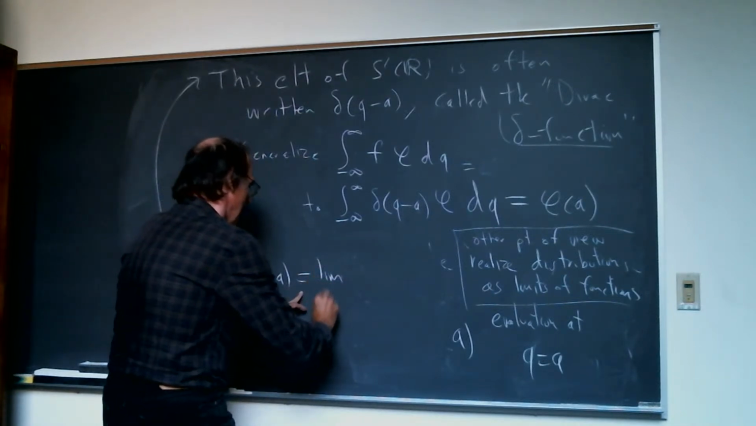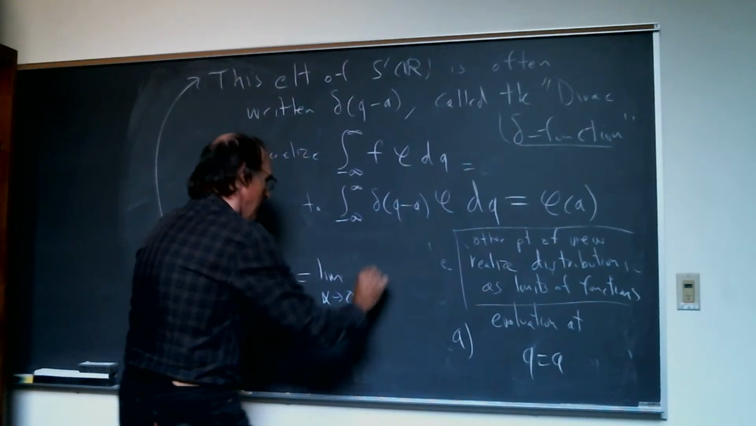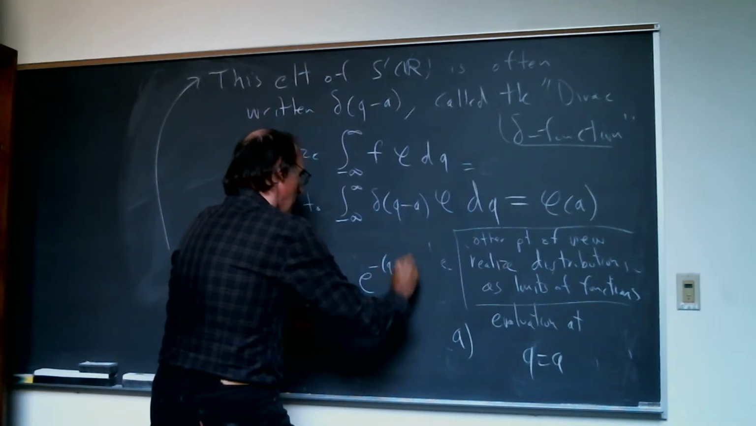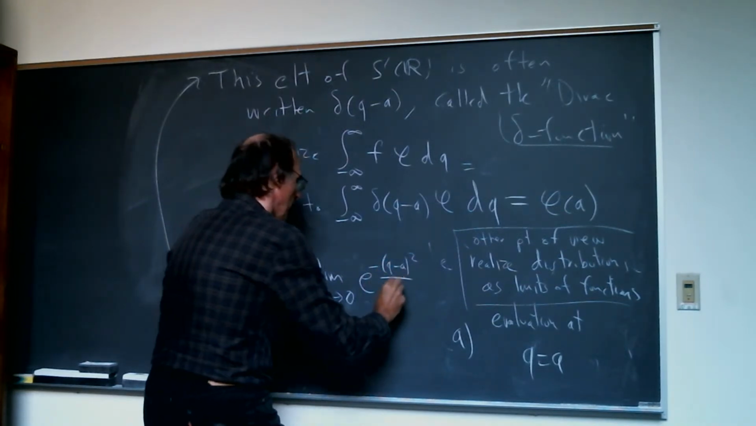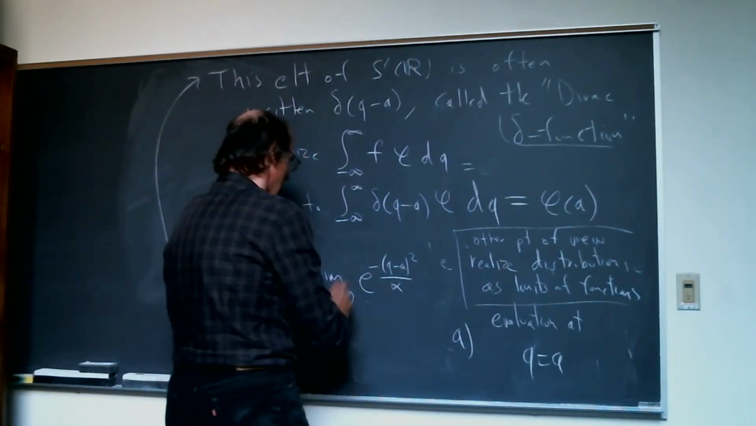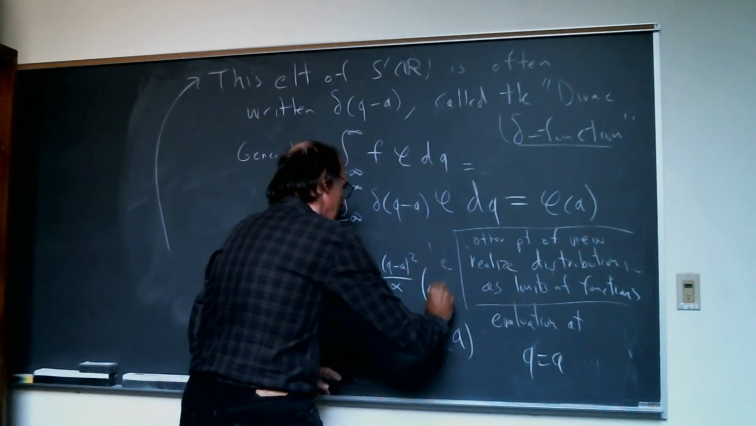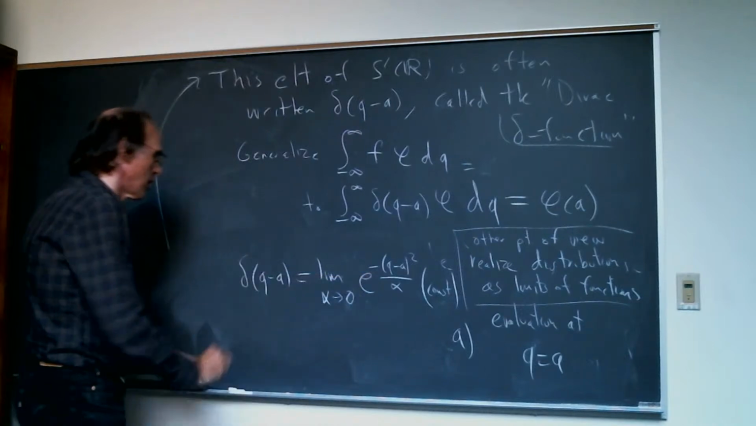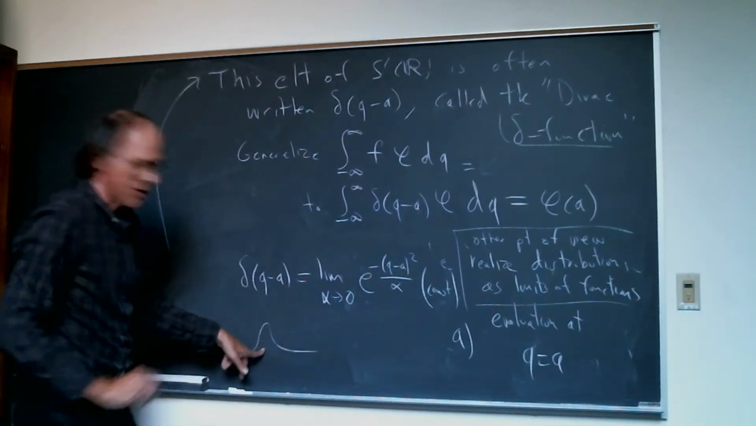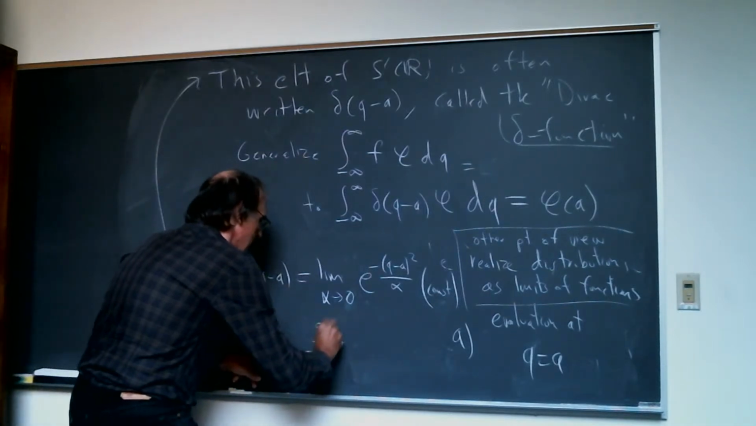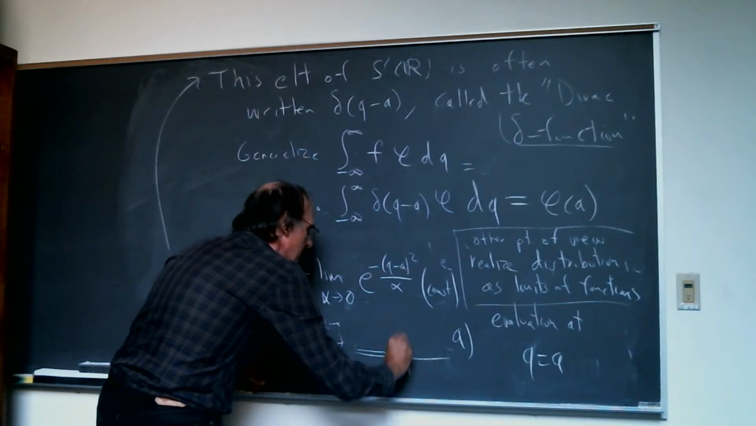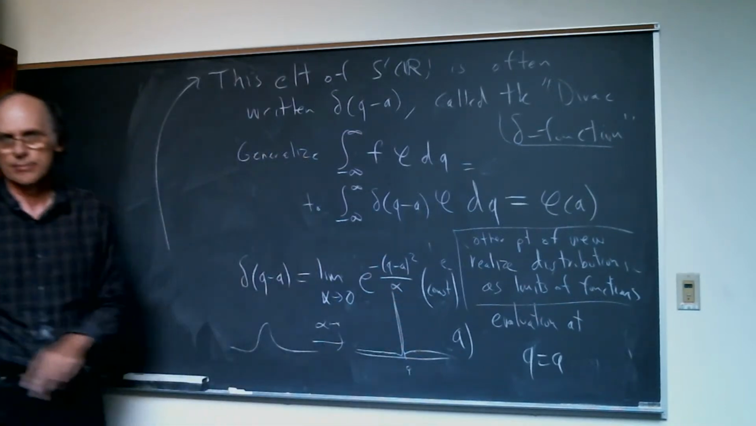As alpha goes to 0, of e to the minus (q minus a) squared over alpha. And then you have to put some constant depending on alpha. But you can think of this as the thing you get by looking at nice Gaussians and then taking the limit as alpha goes to 0, and this then becomes infinitely peaked at a.